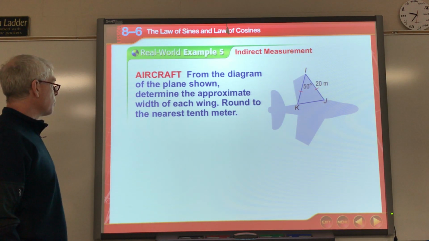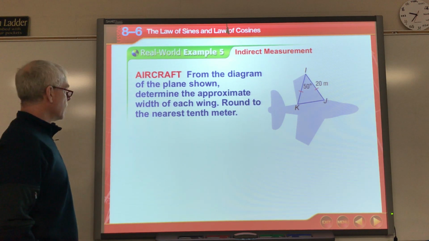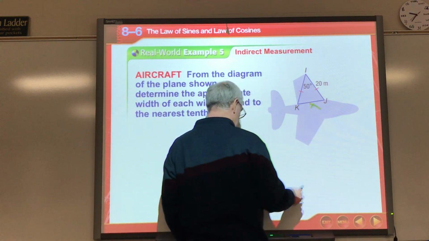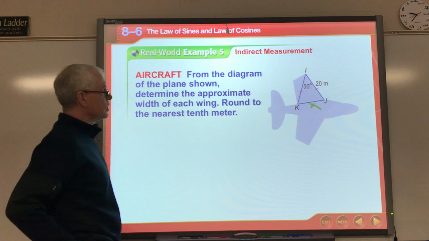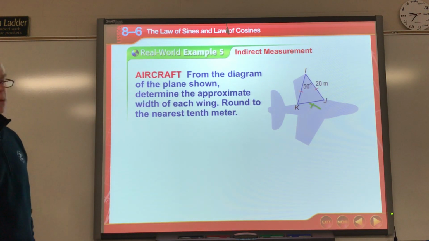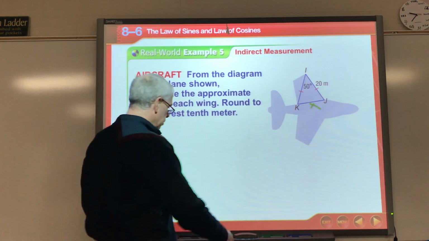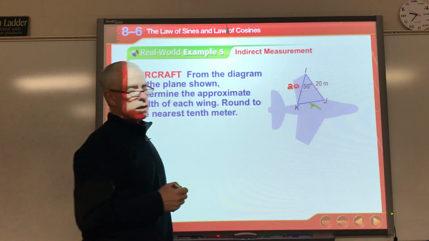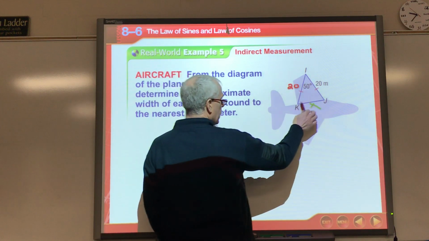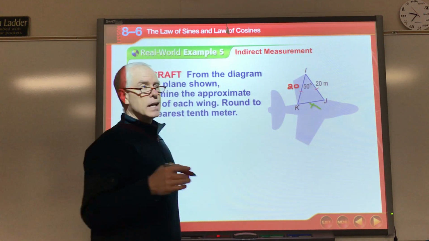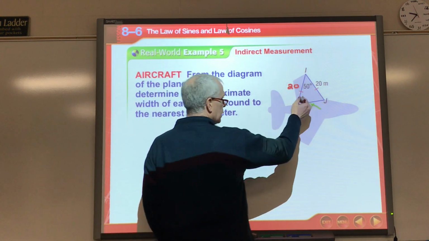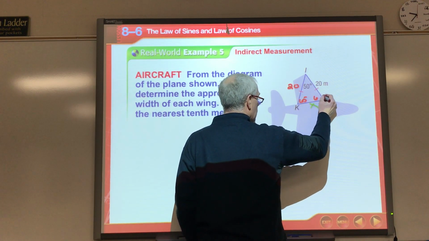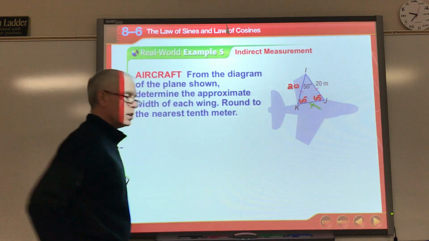From the diagram of the plane shown, determine the approximate width of each wing. Okay, so we're looking for x right there. Now there's two ways of doing this. I do have side angle sides, so I could use the law of cosines here, but because this is an isosceles triangle, I know that these two angles are the same. So 180 minus 50 is 130, and these two are the same, so half of 130 is 65. Well, now that I know both of those angles, I could use the law of sines.